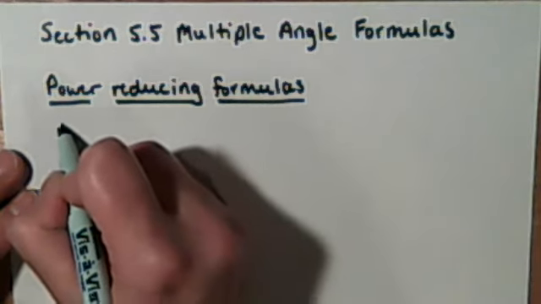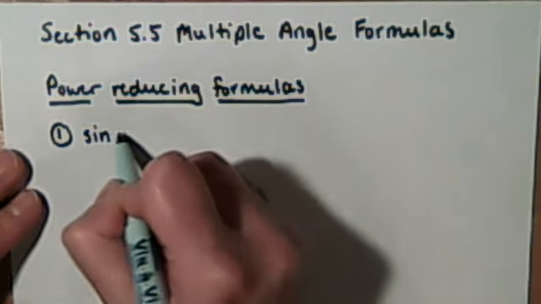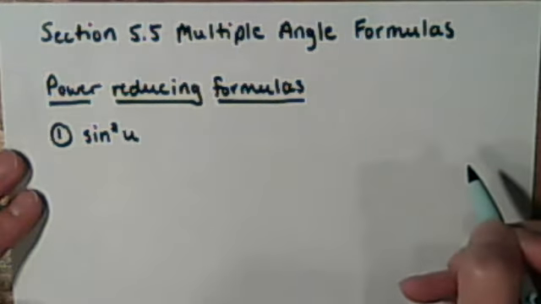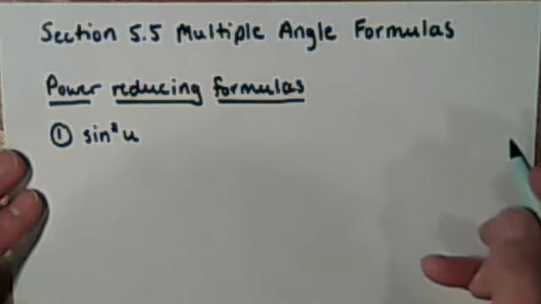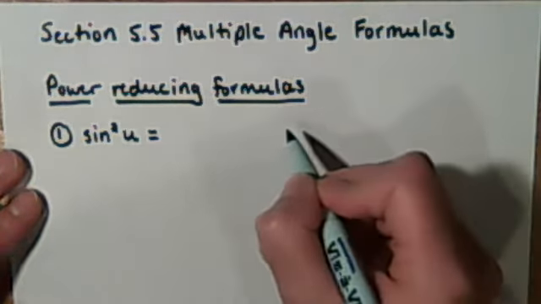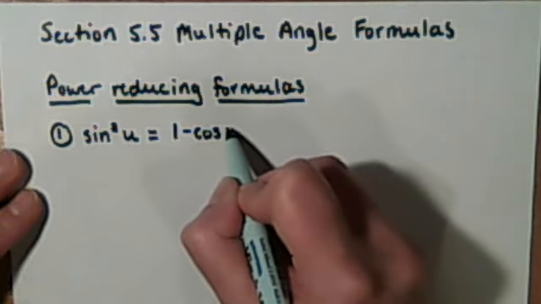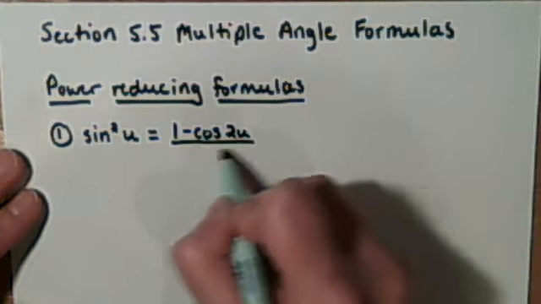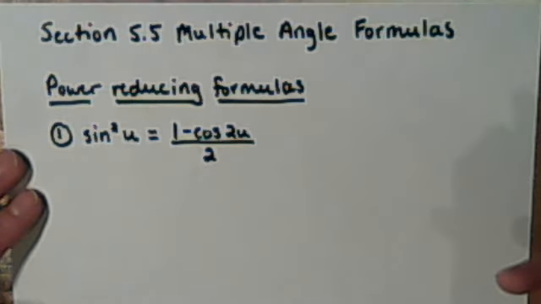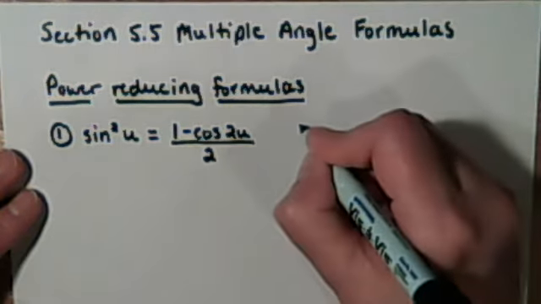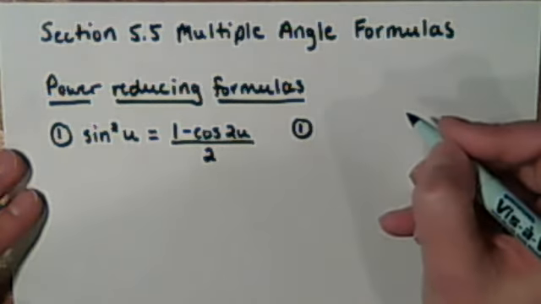So the first one we're going to look at is sine squared of u. Now, if we have sine squared of u and we want to rewrite it in terms of an expression that does not have a square in it, it becomes 1 minus cosine of 2u over 2. Now that might look a little bit strange because we're taking a sine squared and changing it into a cosine, but these formulas actually come straight from the double angle formulas that we just looked at. So let's start by looking at where this one comes from.